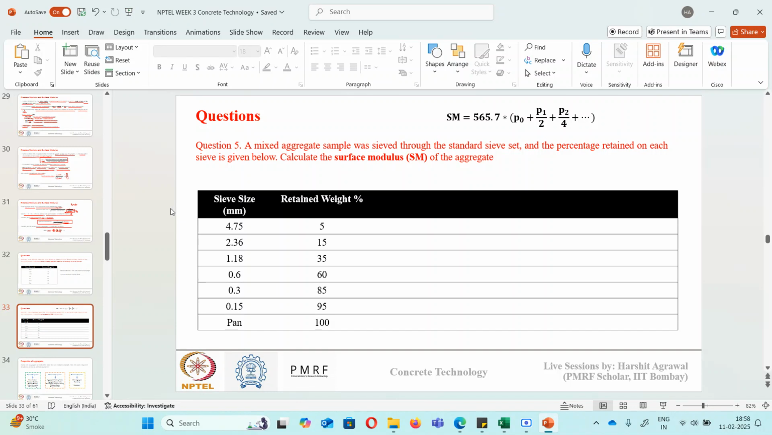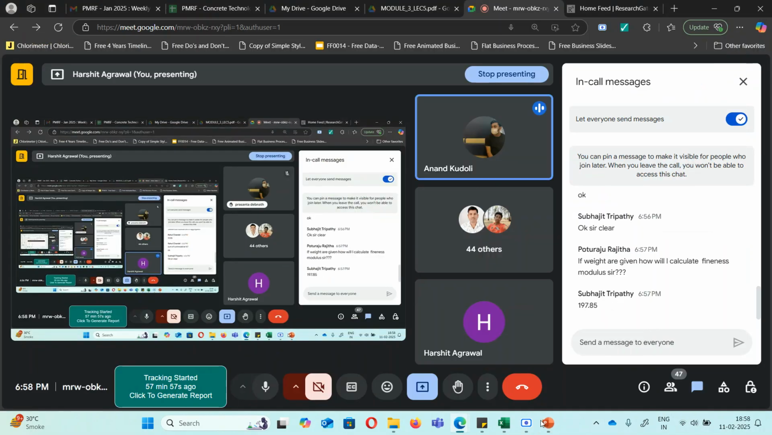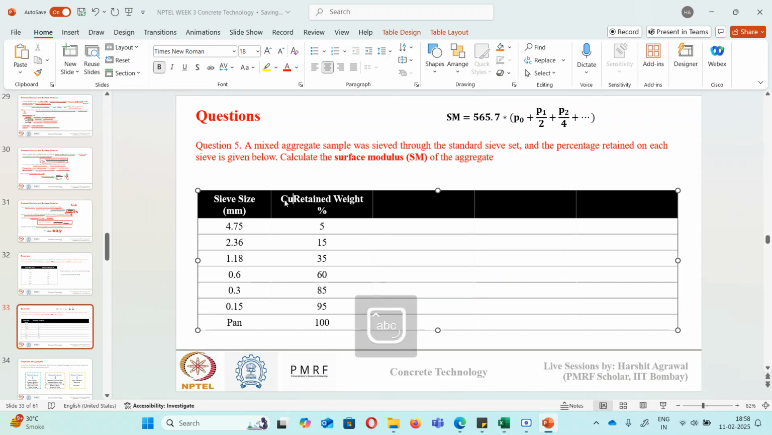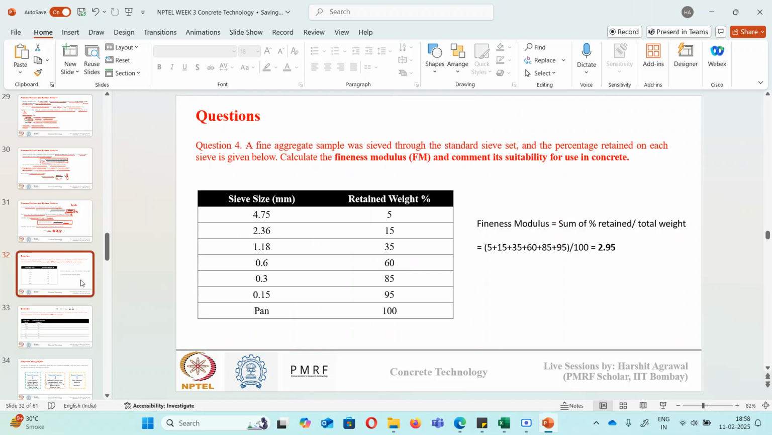Hello, sir. Yes, I think the name of that column is cumulative percentage retained. The name of that column itself is cumulative percentage retained. Then if we add those numbers directly... Ah, sorry, sorry. This is cumulative percentage retained. My bad. Here also it is cumulative.